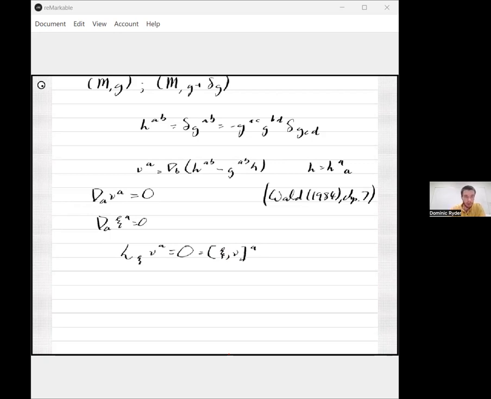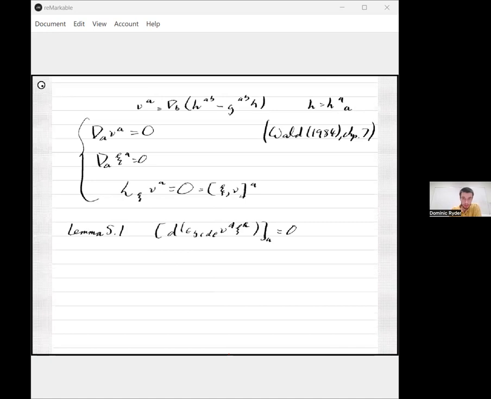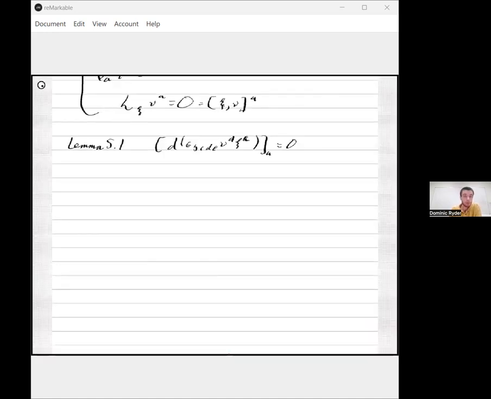With this, we can prove a lemma. The exterior derivative of epsilon b, c, d, e, V, d, psi e, a equals 0. That's not a hard proof, and so I'm not going to do it. It just uses these three properties. So just moving down.